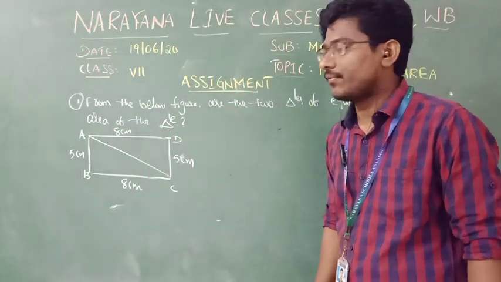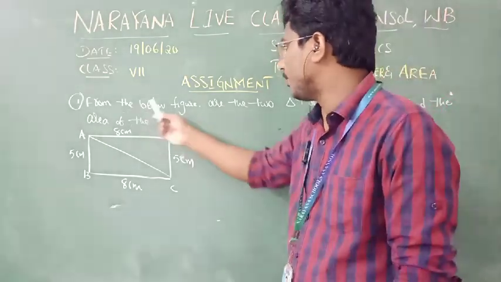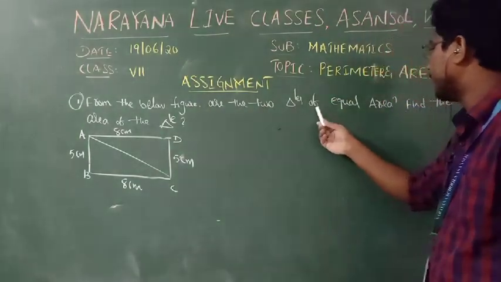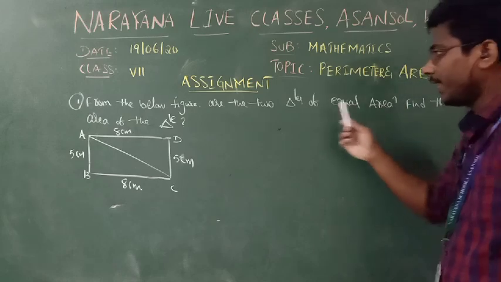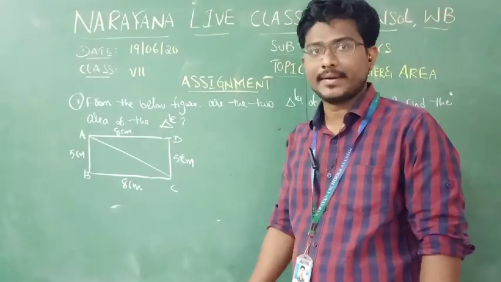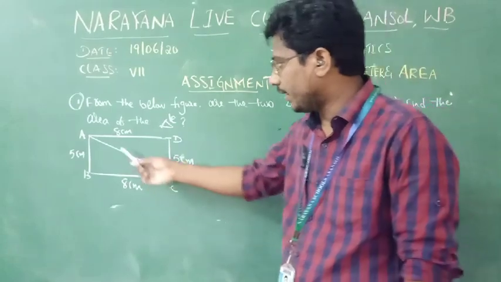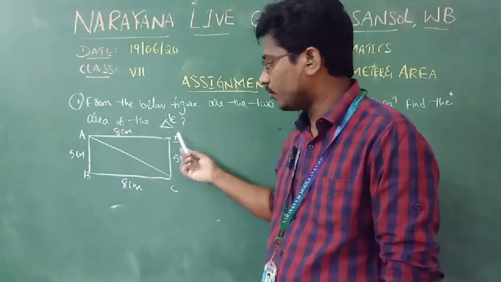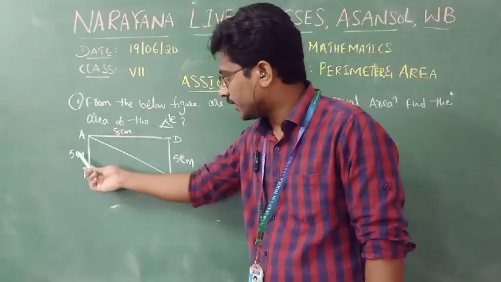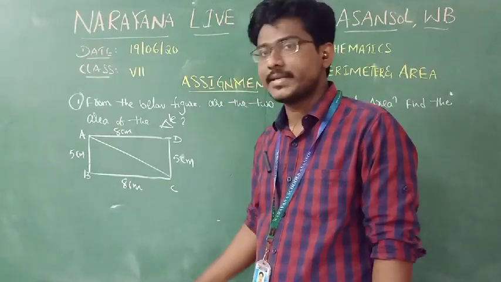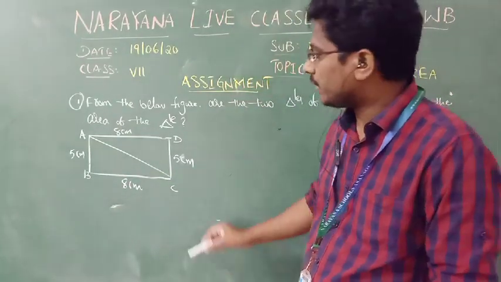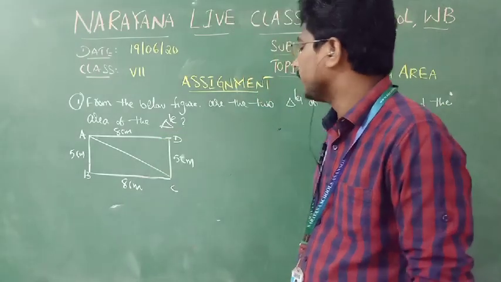So in that, the first question is: from the below figure, are the two triangles of equal area? Find the area of the triangle. Now the given figure ABCD is a rectangle and the breadth is 5 centimeter, length is 8 centimeter. We need to show that these two triangles are equal.